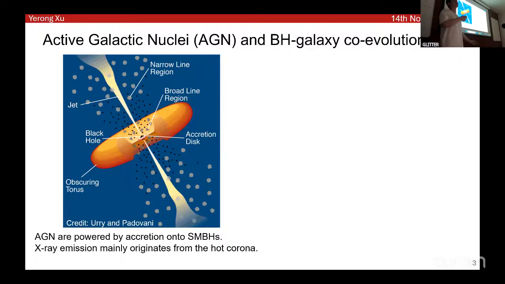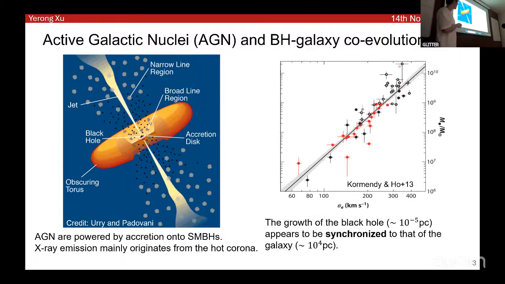And why are AGN so important? Here is the famous M-sigma relationship, showing that the mass of the supermassive black hole at the center of a galaxy is tightly correlated with the velocity dispersion of its host galaxy, suggesting that the growth of the black hole appears to be synchronized with that of the host galaxy, even though they have nearly 9 orders of magnitude difference in spatial scale. So how can we explain this?